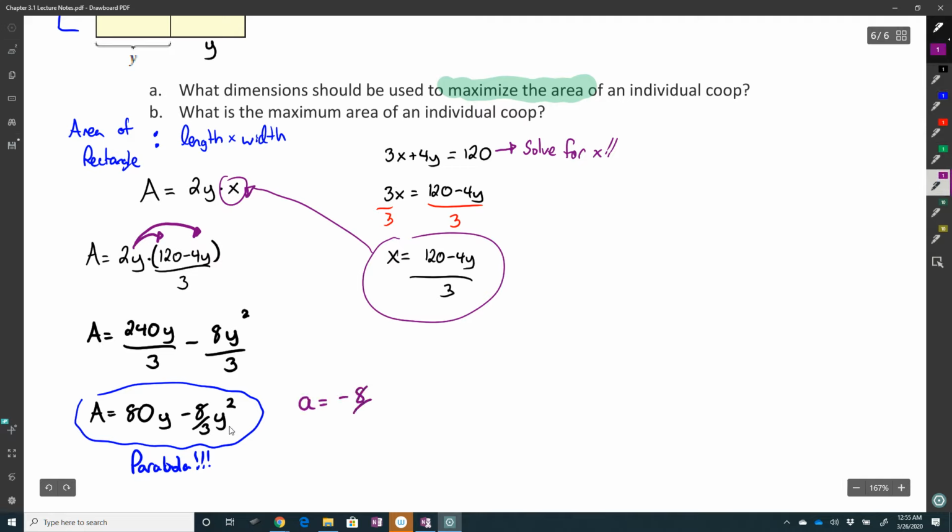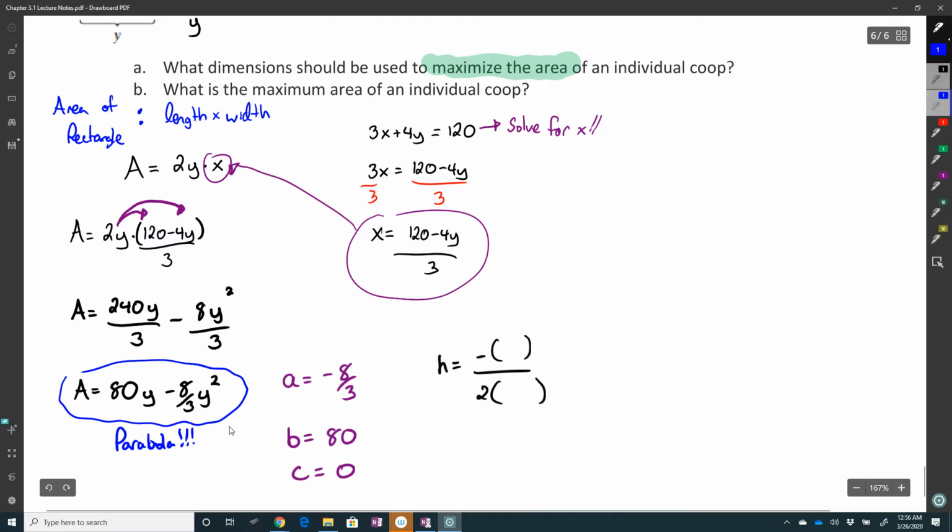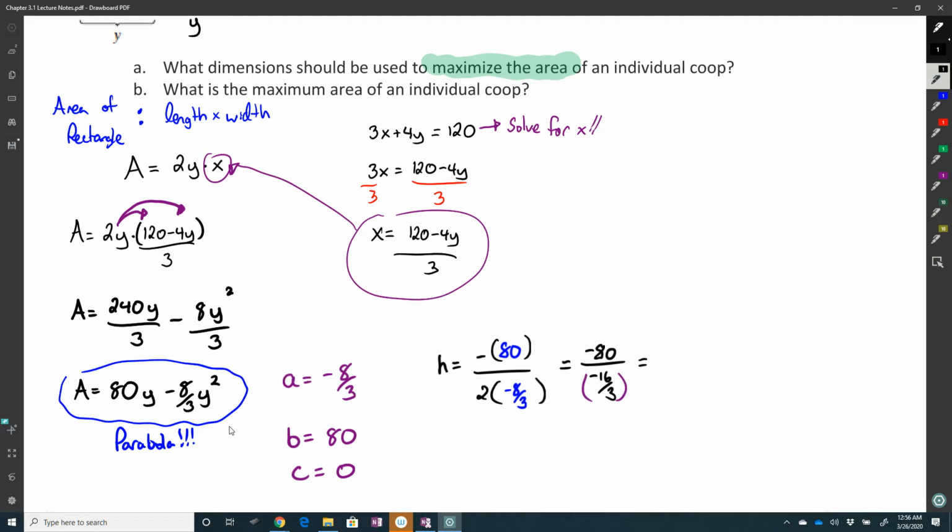So I know h is negative b over 2a. So b is 80, 2a is negative 8/3 times 2. I'm just going to type this all on my calculator. So negative 80 divided by negative 16/3. In your calculator, be sure that this is in parentheses. And that gives me 15.